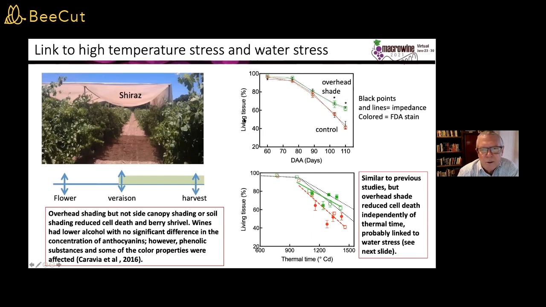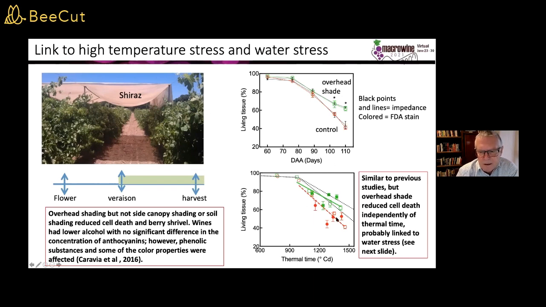And this just shows you living tissue as a function of days after anthesis. Control, which is the red one, is unshaded. This is the shaded. The black points are the impedance spectroscopy measurements. The green and red points are the vital stain. And you can see that the shade results in a prevention of that loss in cell vitality, and that was also evident in the shrinkage.